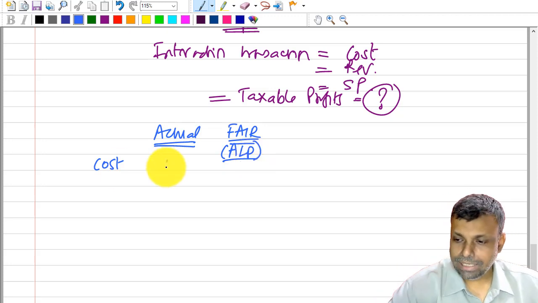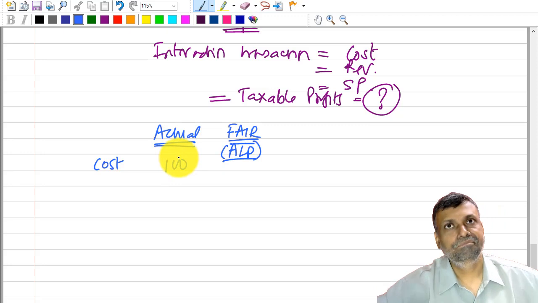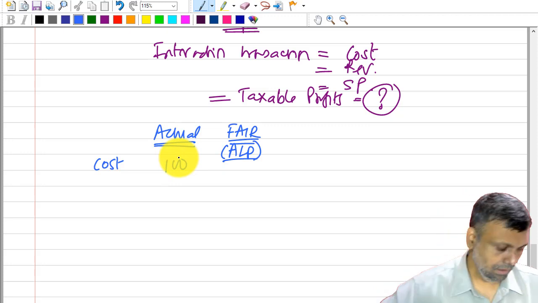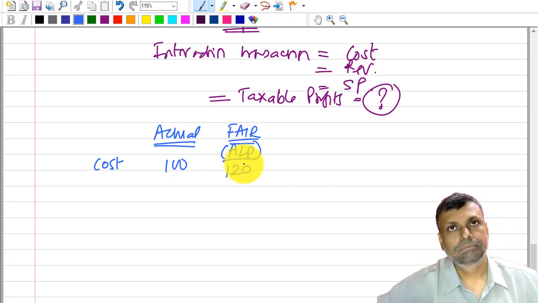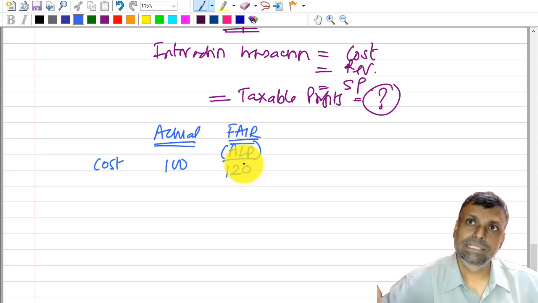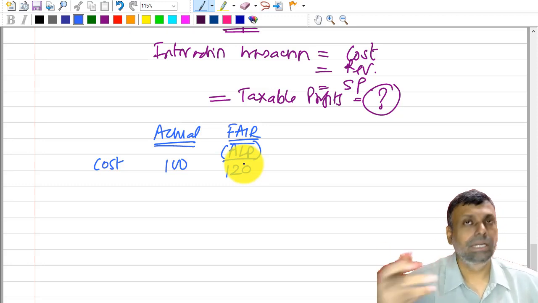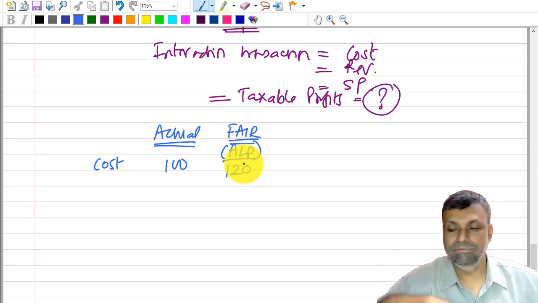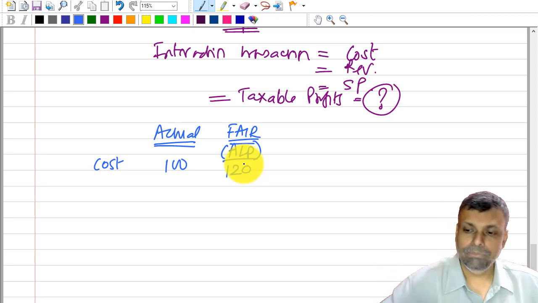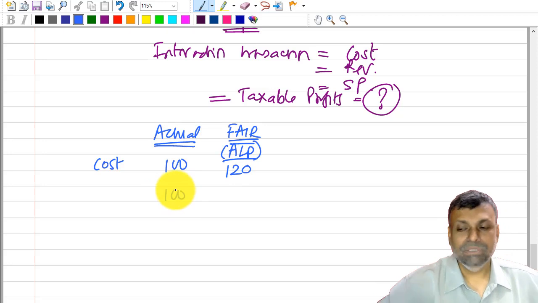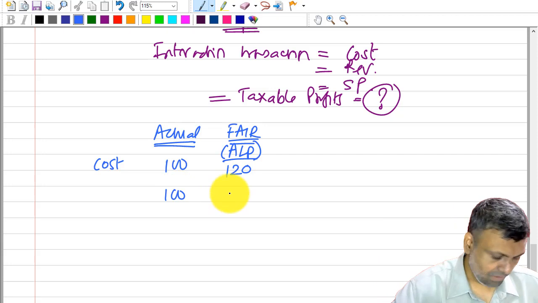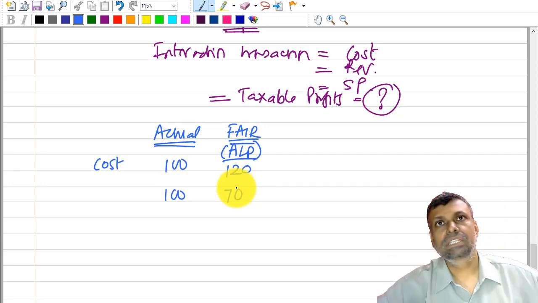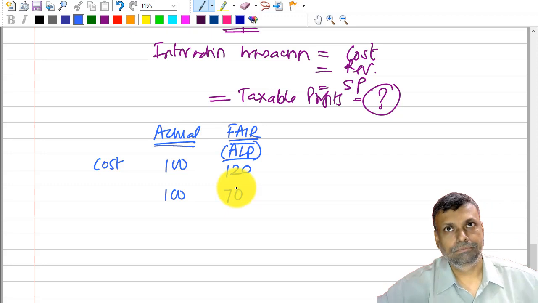Supposing your actual cost is 100, listen very carefully. Your fair cost is, say for example, 120. Because every transaction which is subjected to international taxation, an international transaction with an associated enterprise, that is a related party, will be valued, and after valuation you will get some value, which comes out to be, say, 120. What I'm trying to say is that your fair cost is more than the actual cost. And your fair cost can also be less than the actual cost.